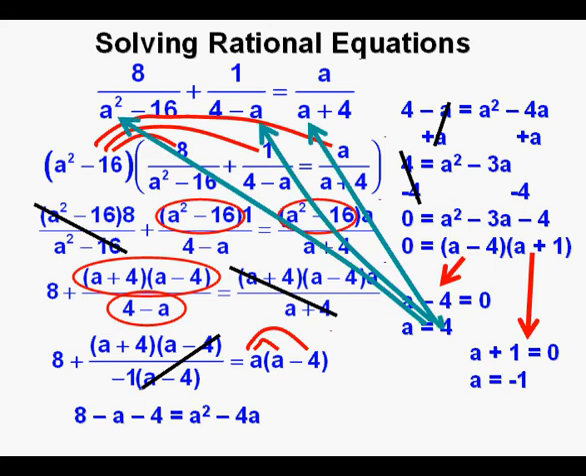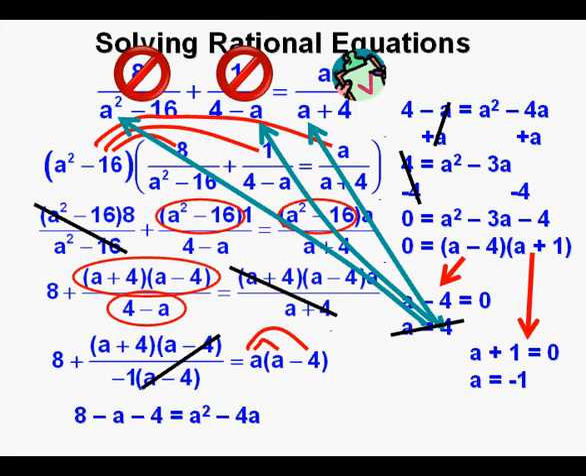Now we have to check our answers. What happens if we substitute 4 back into the original equation? Well, the right side of the equation will be okay, since with a equals 4, the denominator equals 8. Check. However, on the left side, a equals 4 in the denominator makes both terms on the left undefined, so that won't work. So we cross off a equals 4 as a solution.